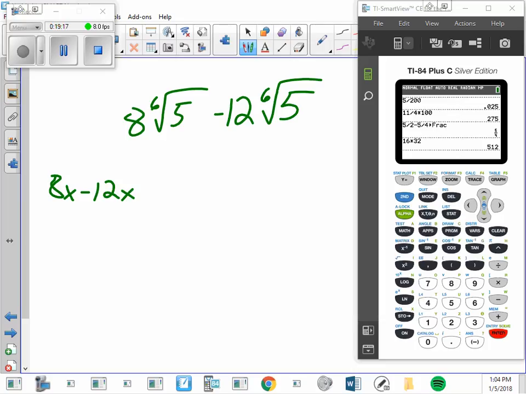It's a subtraction problem. So when it's a subtraction problem, do we mess with the exponents? No. But the exponents have to be the same or it doesn't work. So if it was 8 6th root of 5 and 12 5th root of 5, can we put them together? No, because the exponents don't match. So basically it's saying if we have 8 of these and we subtract 12 of the same things, then we're just 4 in the hole.